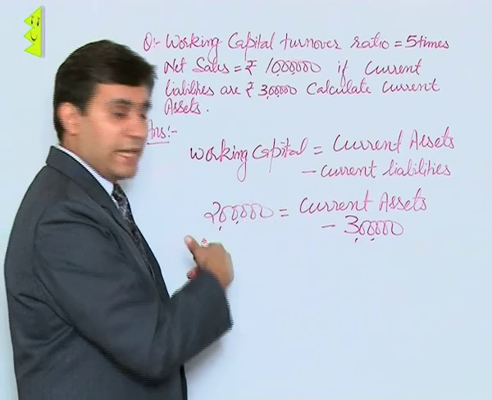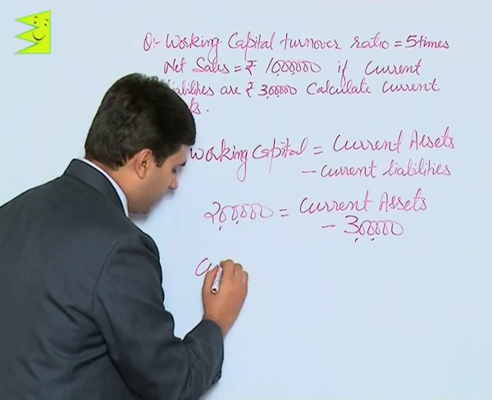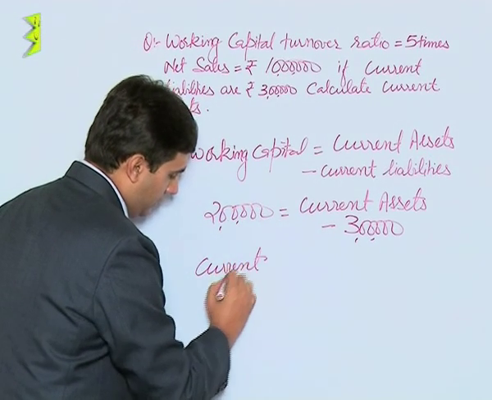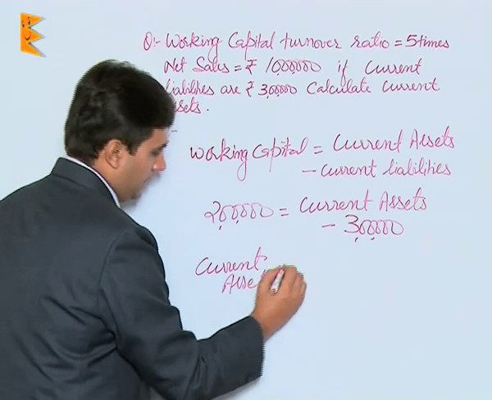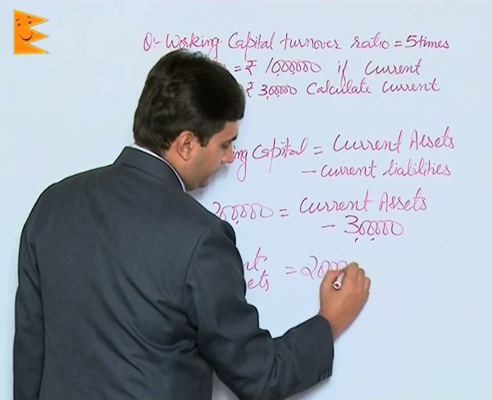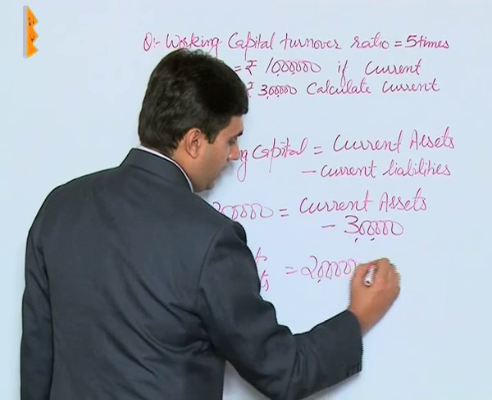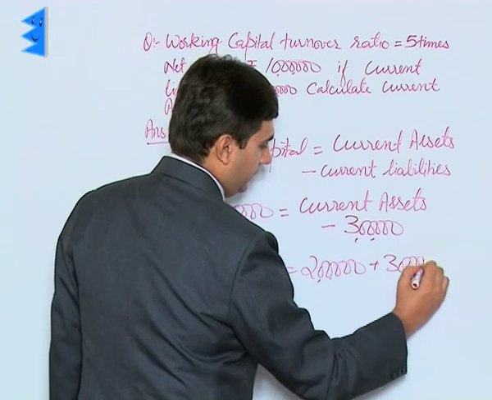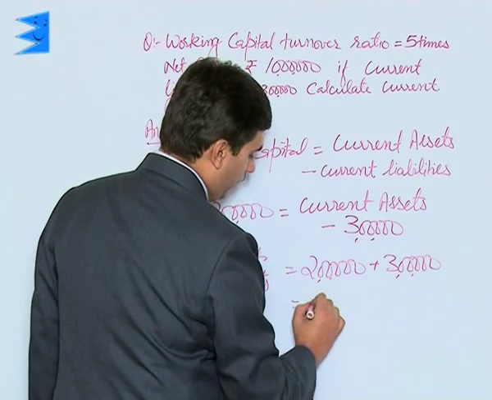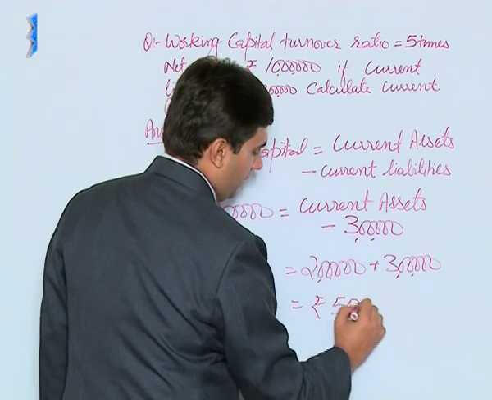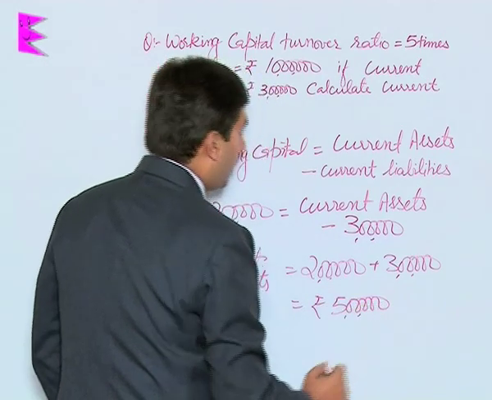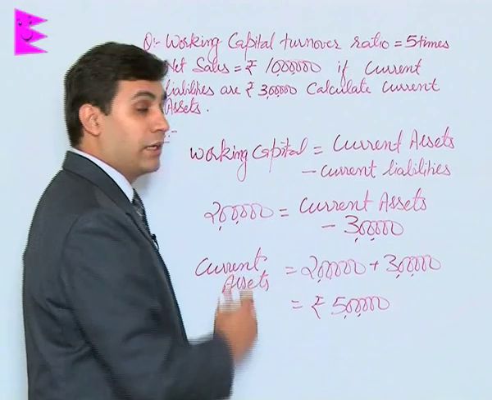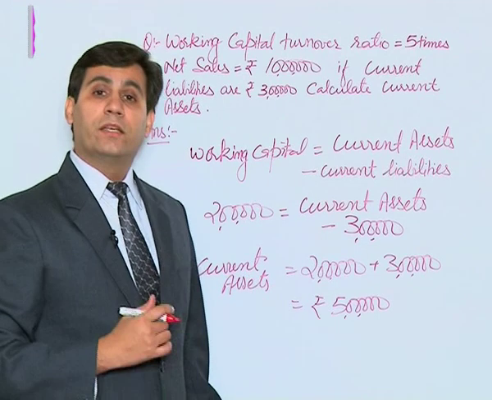Now shifting 3 lakh to this side, we get current assets is equal to 2 lakh plus 3 lakh. So the total value comes to rupees 5 lakh. So based on this information, the current assets are valued at rupees 5 lakh.